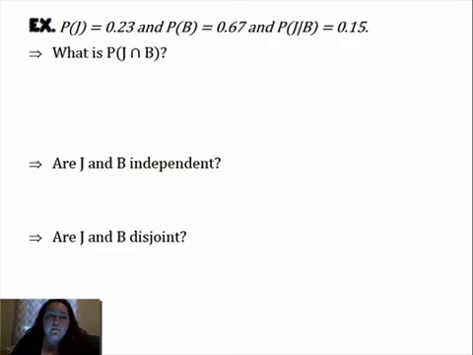Alright, example, probability of J equals 0.23. The probability of B equals 0.67. And the probability of J given B equals 0.15. What's the probability of J and B?